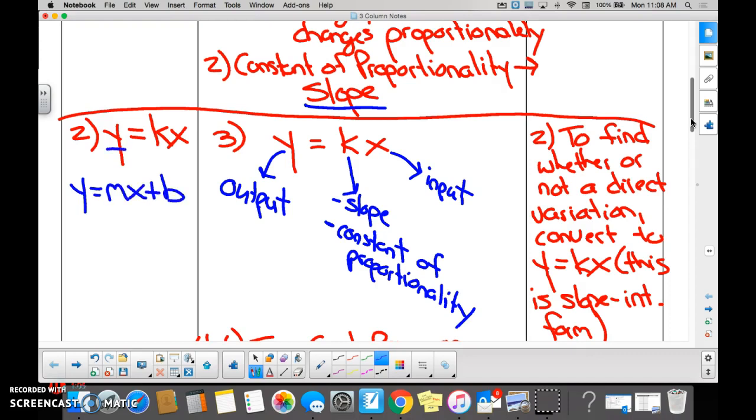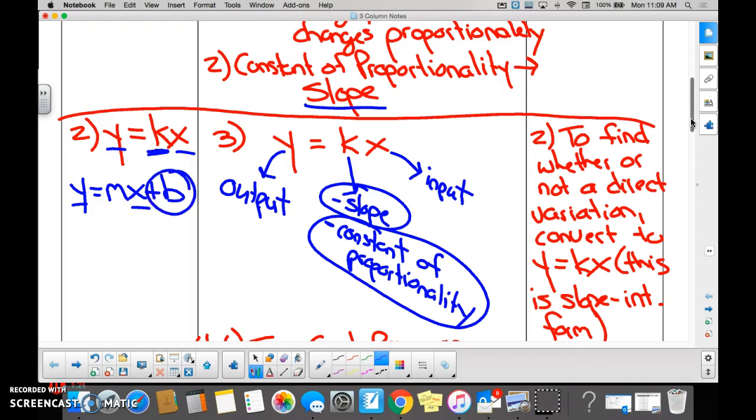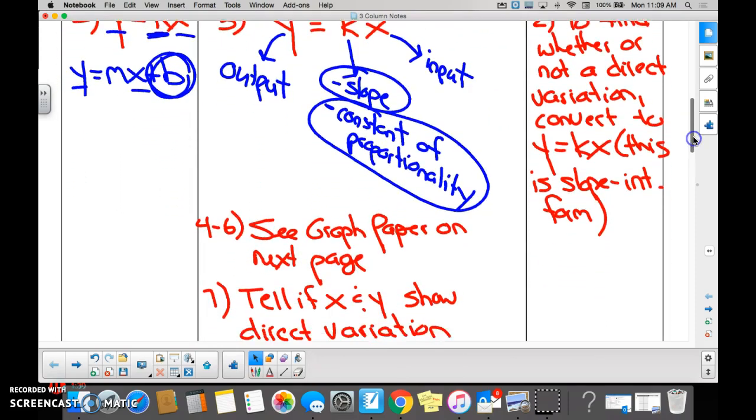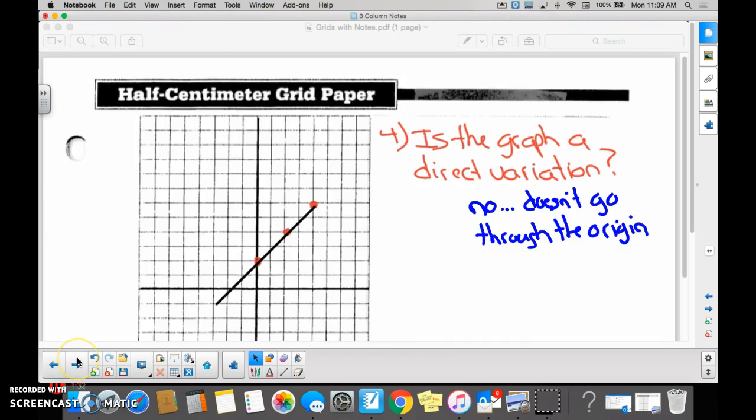Okay, so the y is the output, the x is the input. This is called the what again? Well, in direct variation, it's called the constant of proportionality, k, but it really is the slope. Okay, and then in a direct variation, do we have a y-intercept? No. We just said that. Excellent.